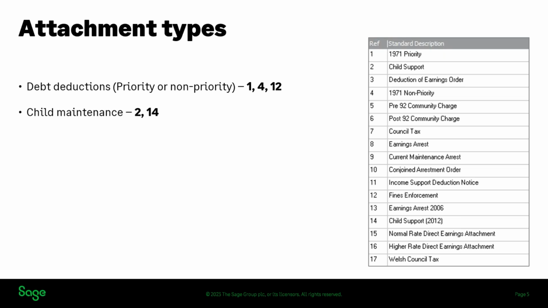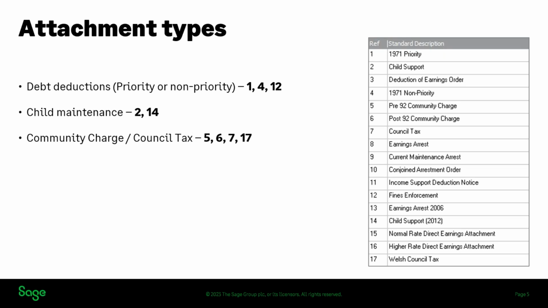The next category is child maintenance attachments. If you receive one of these, you would either need to set up attachment type 2 for child support, or more commonly these days, you would choose attachment type 14, child support 2012. The main difference here is that child support orders from 2012 use a protected earnings proportion of 60% rather than a specified protected earnings amount. So with child maintenance these days, most of them you would set up using attachment type 14.